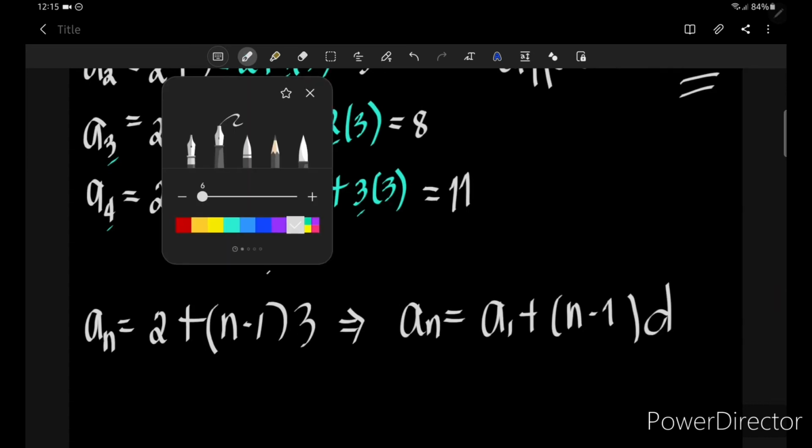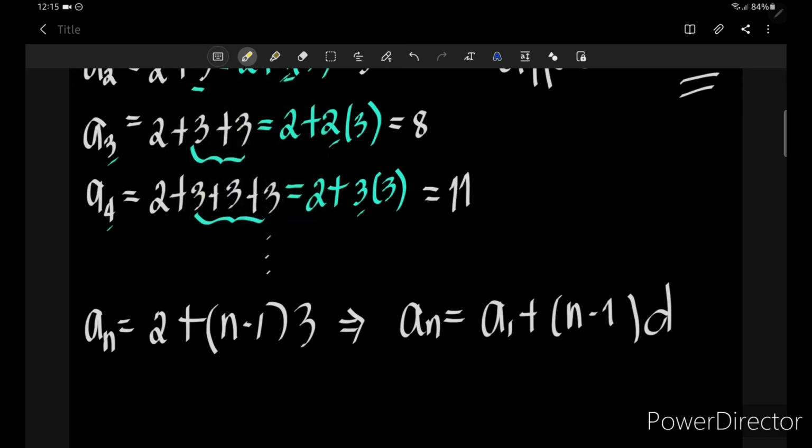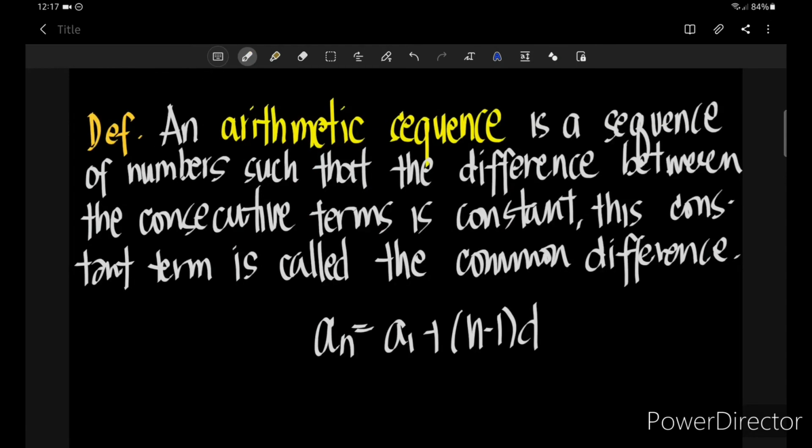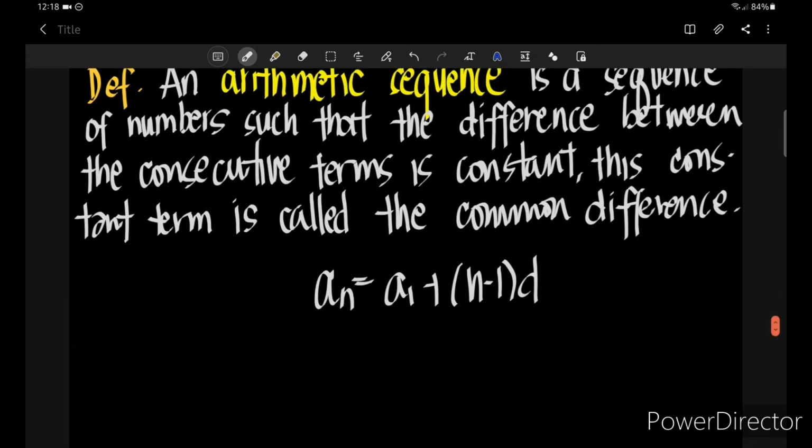Now, meron na tayong formula para sa ating arithmetic sequence. And now, nasa posisyon na tayo para i-define yung arithmetic sequence. It is a sequence of numbers such that the difference between the consecutive terms is constant, and that constant term is the common difference. And here is the formula na dinerive natin, we have a sub n equals a sub 1 plus quantity n minus 1 times d.